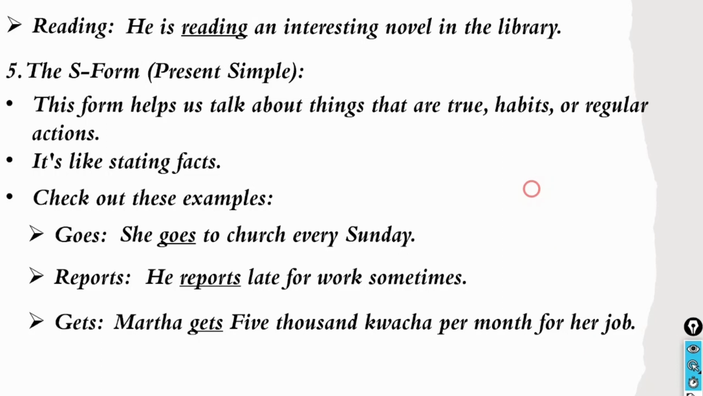Martha gets 5,000 kwacha per month for her job, meaning it is a regular action every month. You cannot say "Martha get 5,000 kwacha per month for her job." No, it will not make sense. When you add s, it now means that this is something which happens regularly. Okay. Martha gets 5,000 kwacha per month for her job.